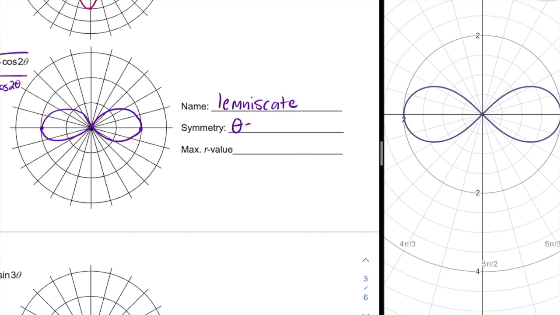It is symmetrical around theta equals 0. It's also symmetrical around theta equals pi over 2. It is symmetrical on that y-axis, and I could rotate this 180 degrees, so this is also symmetrical around the pole, and its maximum r value is 2. Okay, here's another fun one.